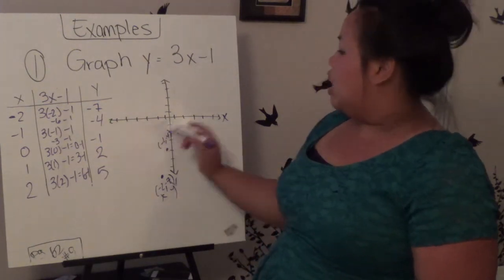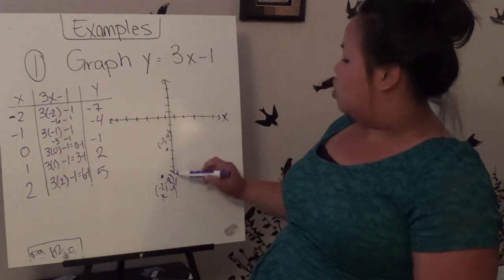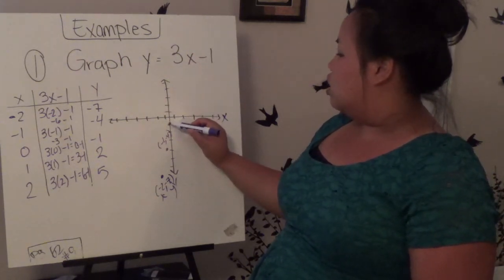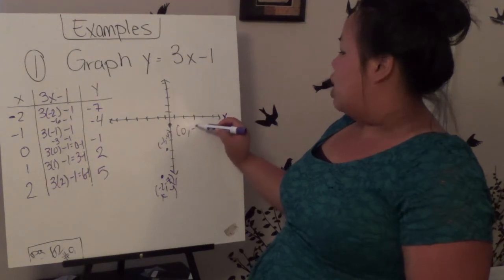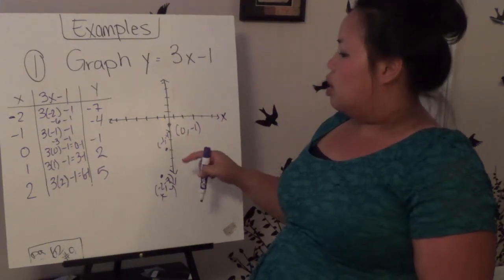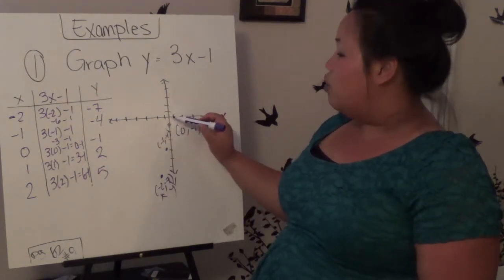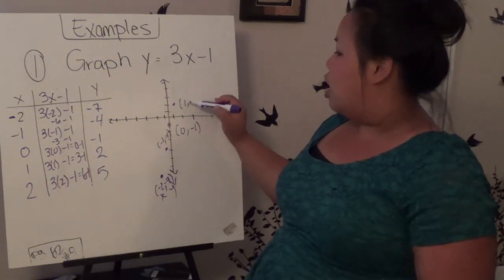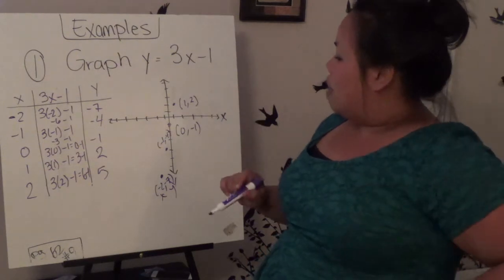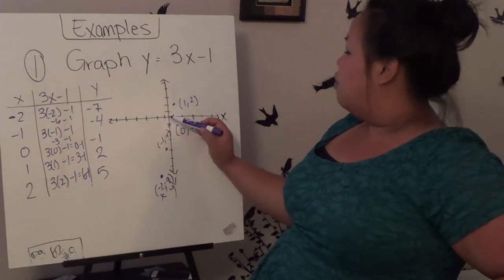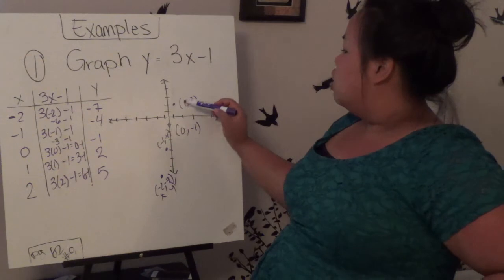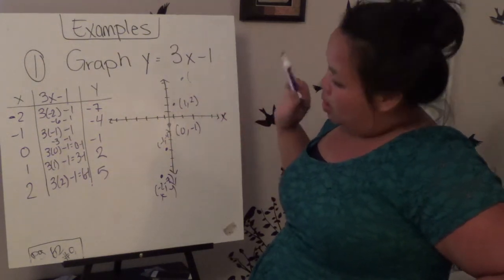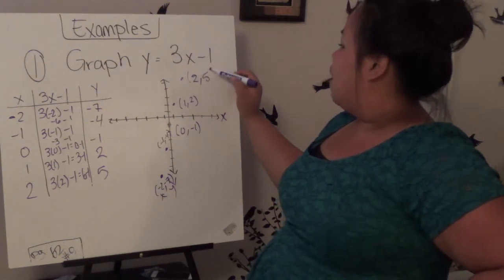Okay? My next one is 0, so I'm going to stay on the 0. Whenever there's a 0, I'm not going to move from that axis. So 0, and then I'm going to go down 1. So this is 0, -1. My next one is +1, +2. So I'm going to go right 1 and up 2. This is 1, 2. And my last one is 2, +5. So 1, 2, up 1, 2, 3, 4, 5. This is 2, 5.